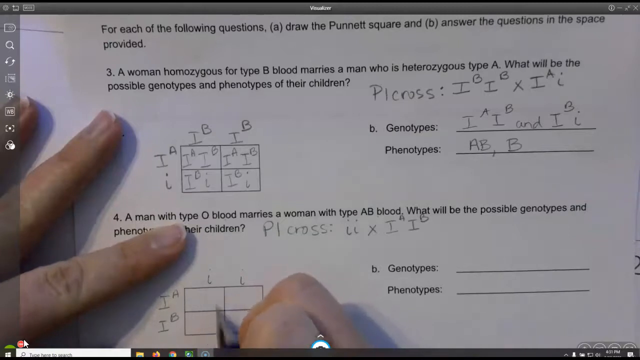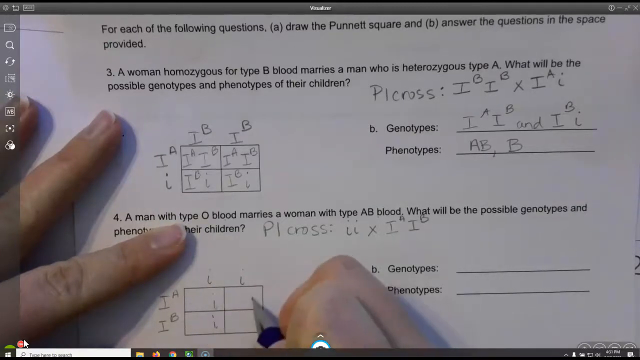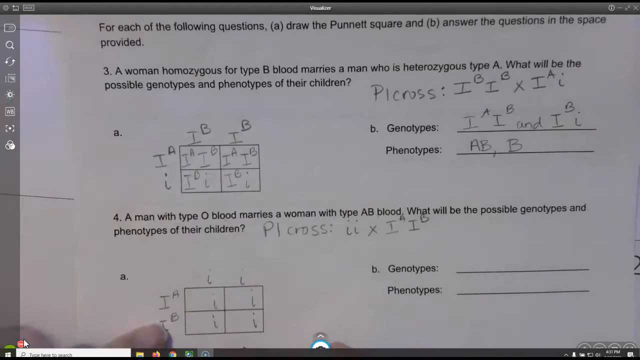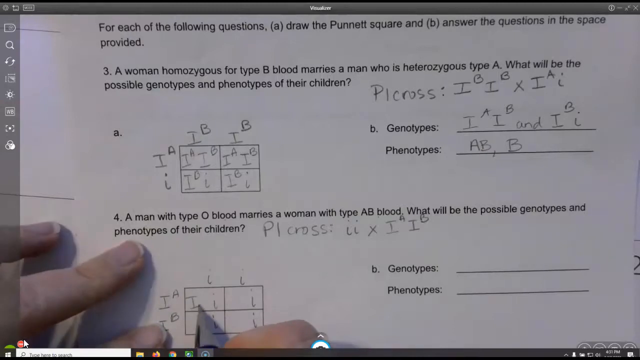Little i's go down to the right. That is one of the only ones that you don't really have to check the rest of, because little i is the recessive. It's the only recessive allele, so they can always go straight to the right. This time you slide your big I, big A over, and your IB.